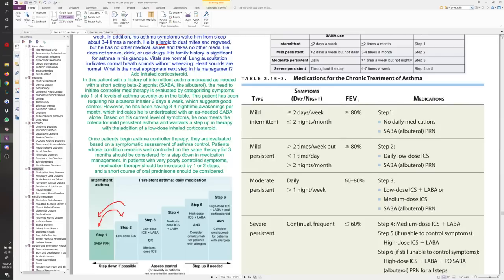In patients with very, very poorly controlled symptoms, medication therapy should be increased by 1 or 2 steps, and a short course of oral prednisone should be considered. So of course, if you go just one more above, then the next step would be to now add a long-acting beta agonist. If you go another step, you're making the dose of the inhaled corticosteroid stronger. And if you go one more step, you actually consider some of these other medications like omalizumab if they have allergies, or just make it a high dose inhaled corticosteroid. So from steps 3 to 5, all you're doing is systematically increasing the strength of that corticosteroid. The very last thing to do is actually add prednisone, oral corticosteroid.